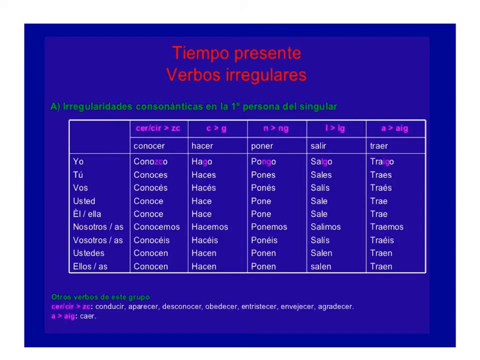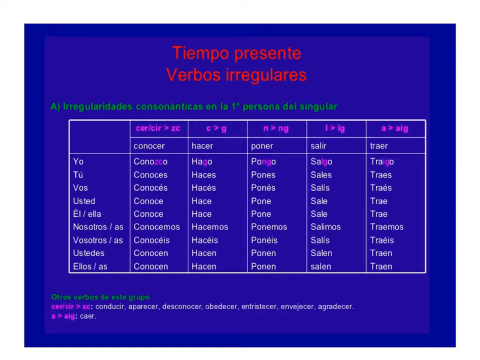Another group of irregular verbs in the present tense are those verbs that are only irregular in the yo form. The first group that we're going to talk about are the verbs that end in CER or CIR, like the verb conocer, which ends in CER. Any verb that ends in CER or CIR will change to ZCO, but only in the yo form.